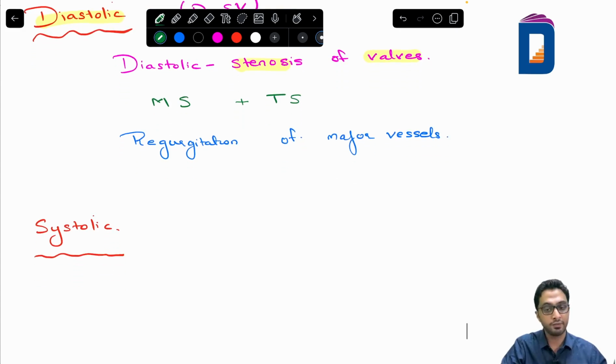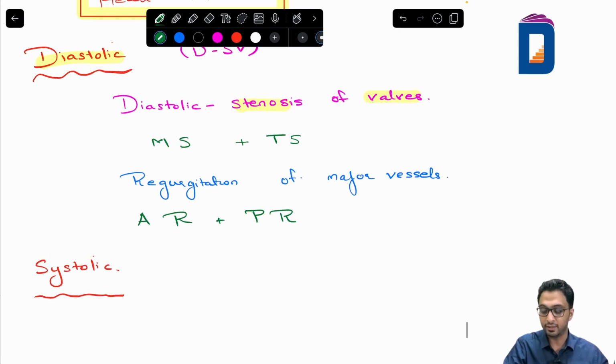Now, regurgitation of the major vessels. So what are the two major vessels? Again, two conditions are there, and it is regurgitation. So the second letter is always R, regurgitation. And the major vessels are aorta and pulmonary. So aortic regurgitation and pulmonary regurgitation, isn't it?